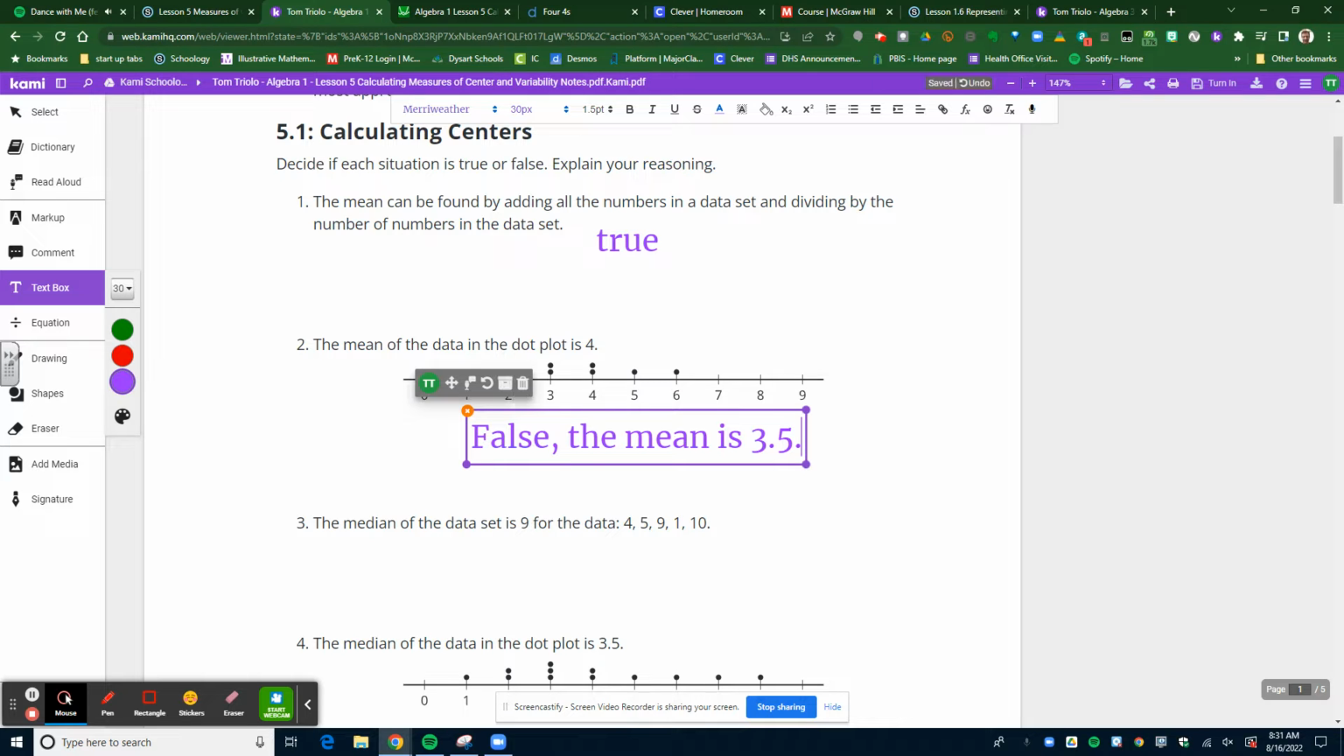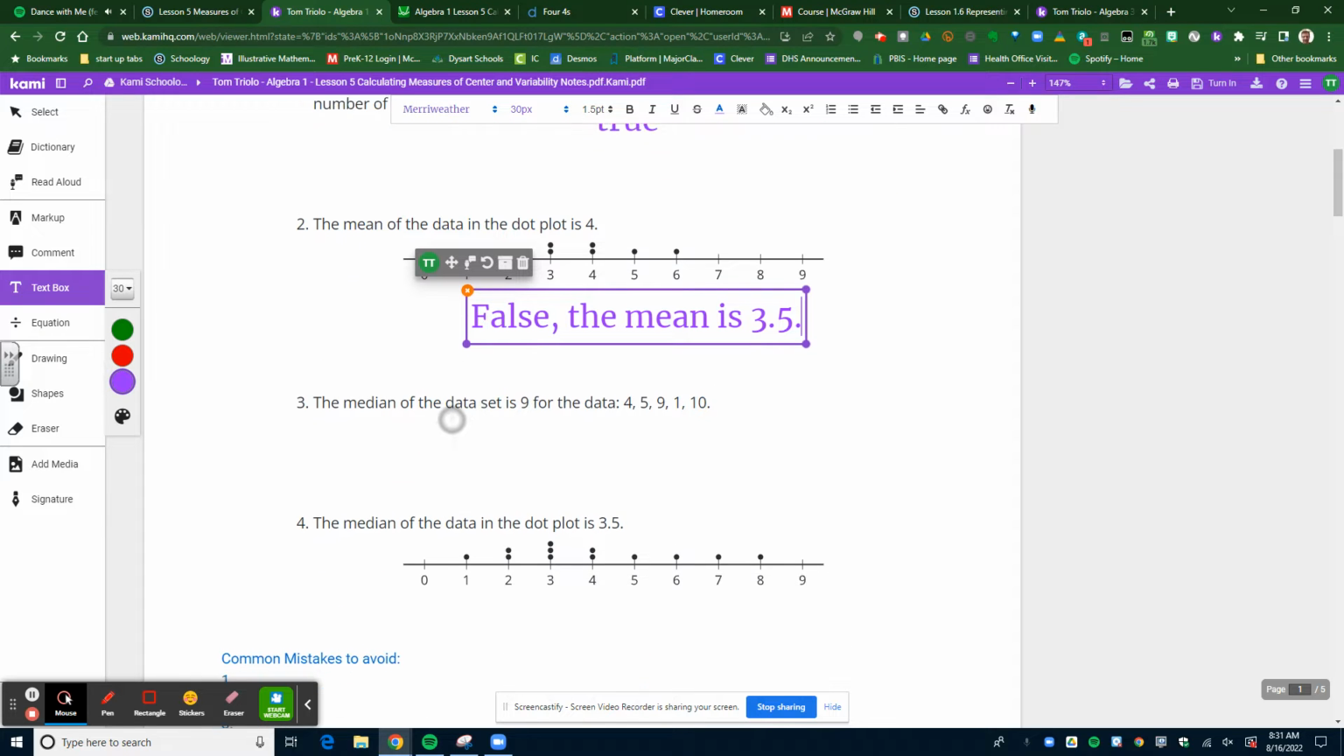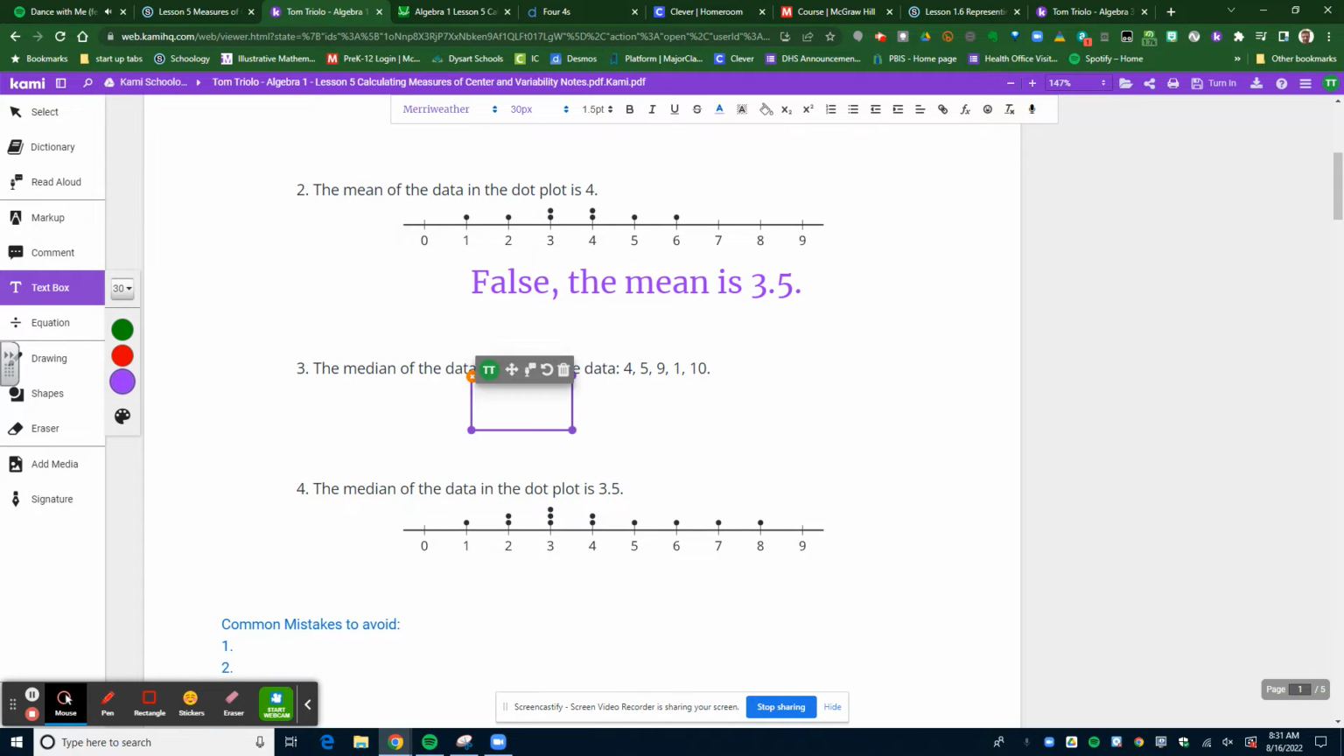All right, the median of the data. Median is 9, yes? No. Why not? Yeah, 9 is the middle number, but the numbers are not in order. So let's put them in order and then figure out what the median is.